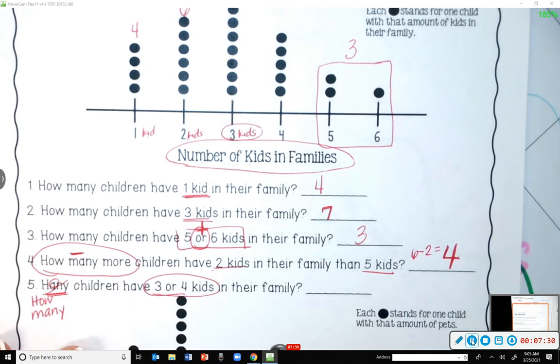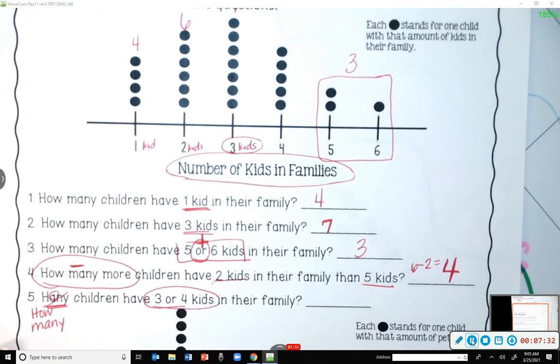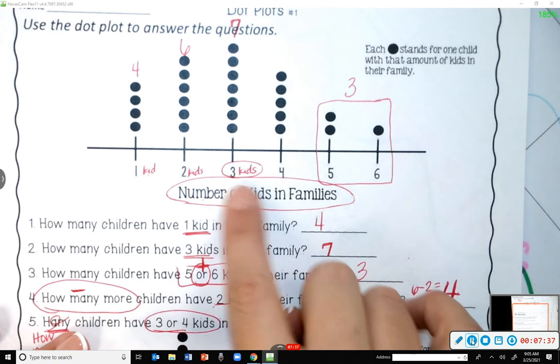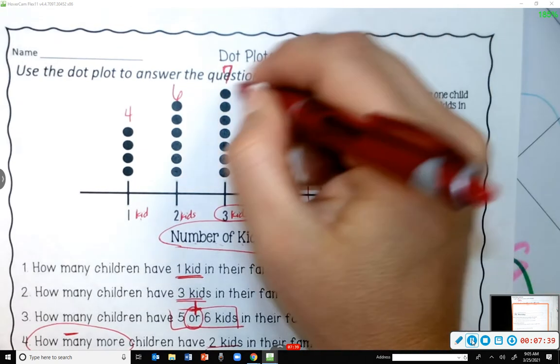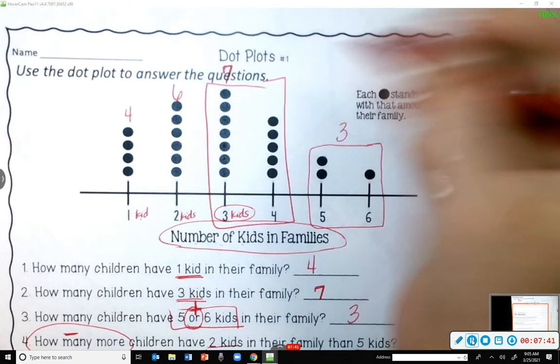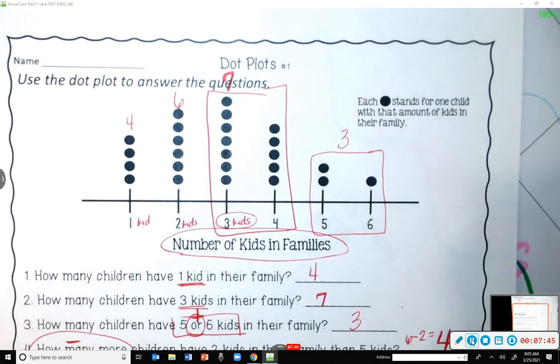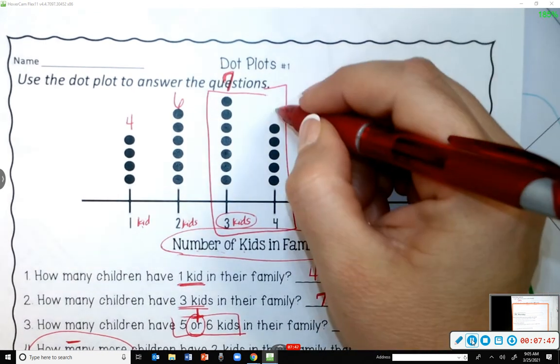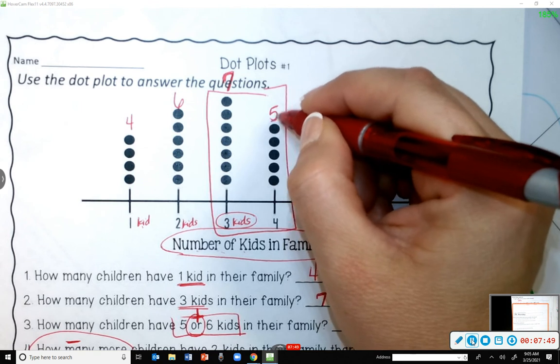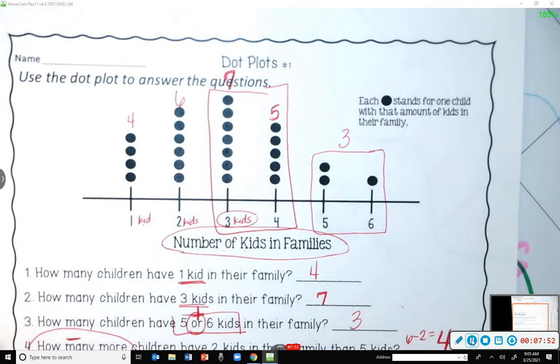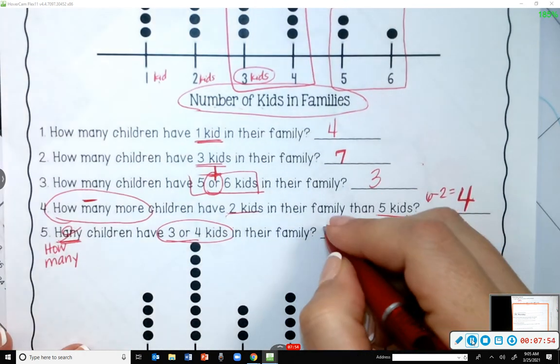So on my dot plot, I need to go look at what? The 3 kids and 4 kids. So I'm going to group these together. The dots are 7 and 5. So 7 have 3 kids and 5 have 4 kids. So then we combine those dots. 7 plus 5 equals 12. Good.